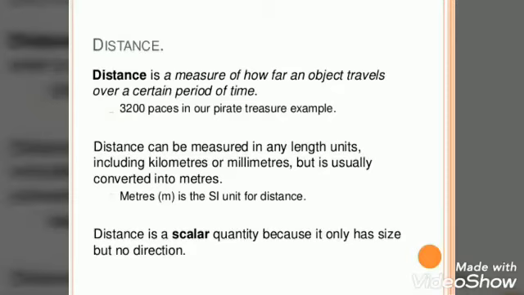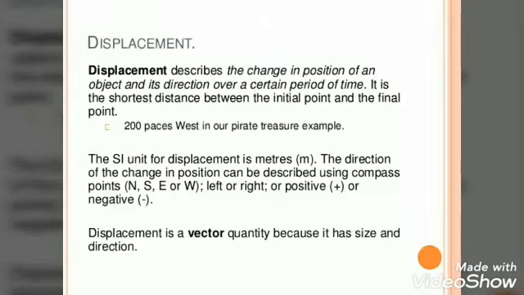Let me see the differences between distance and displacement. Distance is a measure of how far an object travels over a certain period of time. Distance can be measured in any length units, including kilometers or millimeters, but is usually converted into meters. So meter is the SI unit for distance. Distance is a scalar quantity because it has only size, that means magnitude, but no direction.